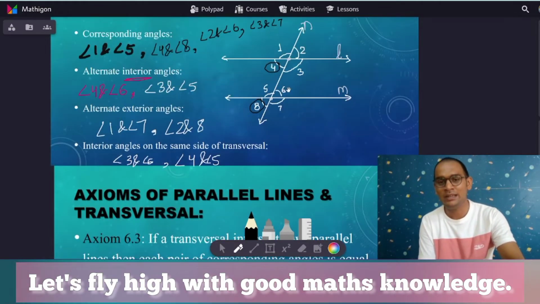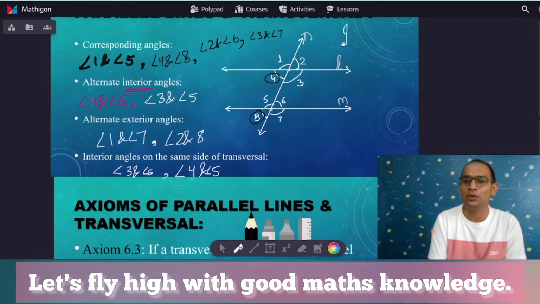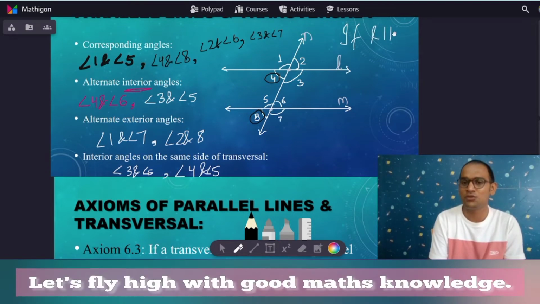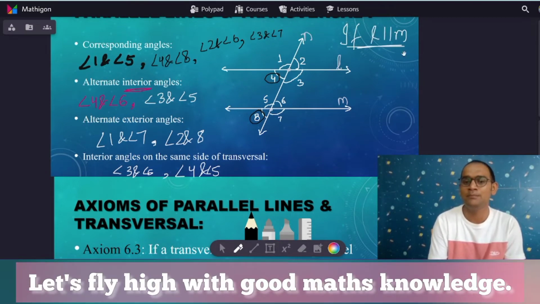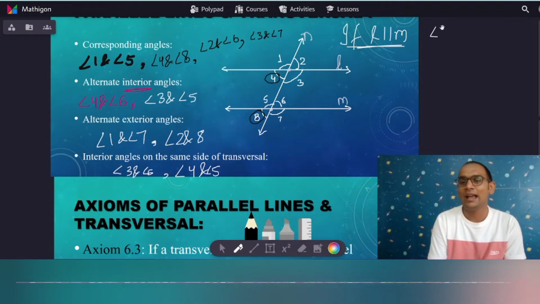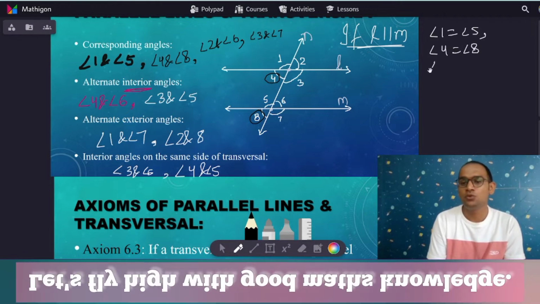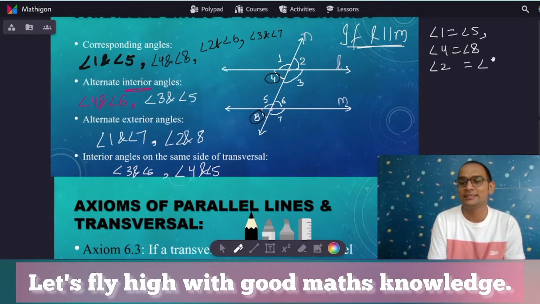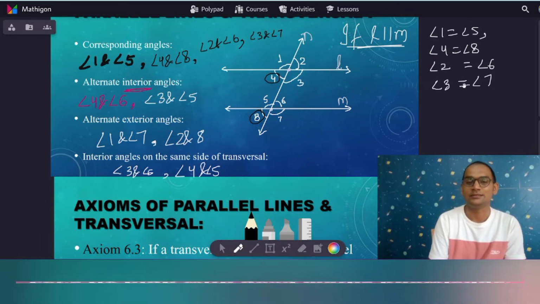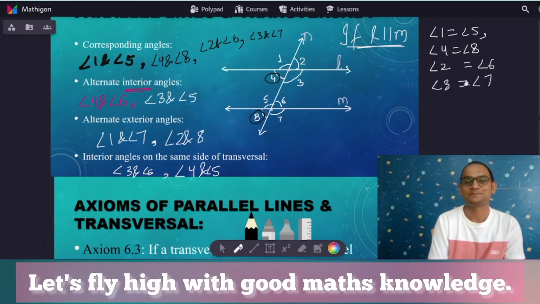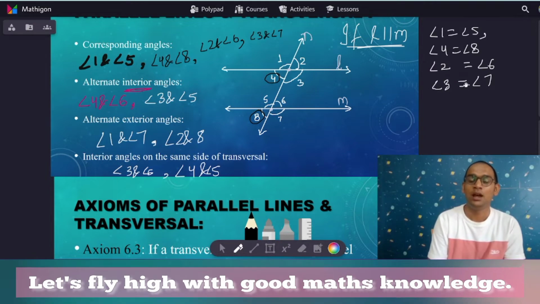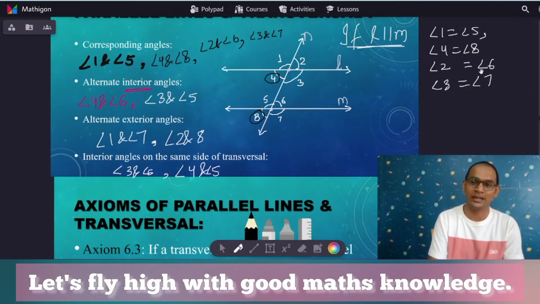What does that mean? If L is parallel to M, if we have this situation, that means angle 1 will be equal to angle 5, angle 4 will be equal to angle 8, angle 2 will be equal to angle 6, and angle 3 will be equal to angle 7. That is the property, the axiom of corresponding angles.